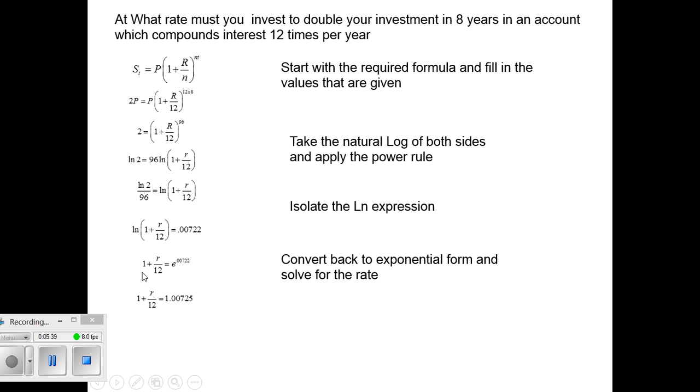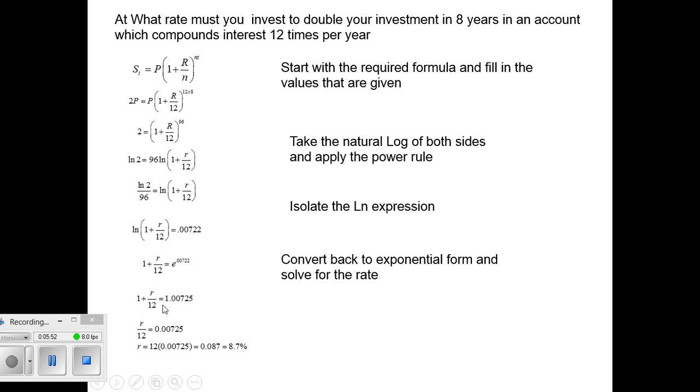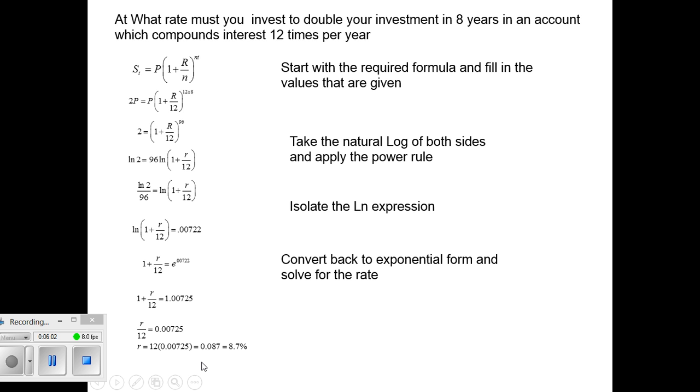So here we go. We get 1 plus r over 12 is equal to e to that power 0.0722. So we get a decimal value of that. Then we're going to take 1 from it, then multiply by 12, and we find we get a rate of 8.77. Okay, rather 8.7.